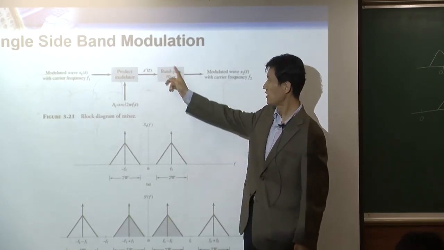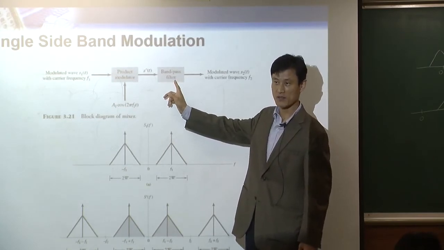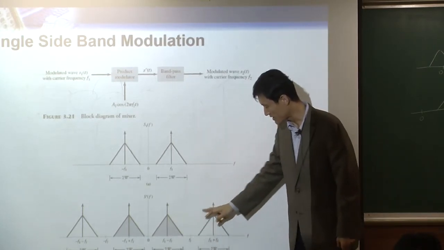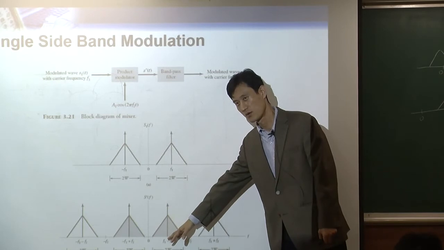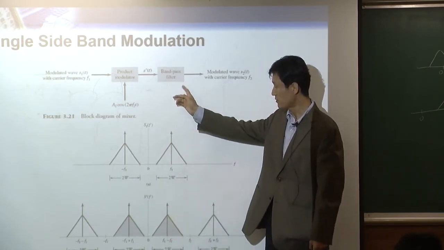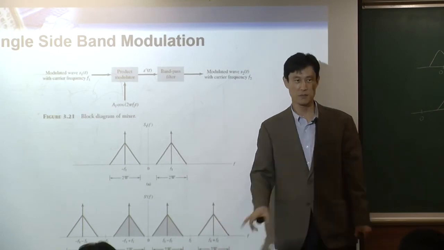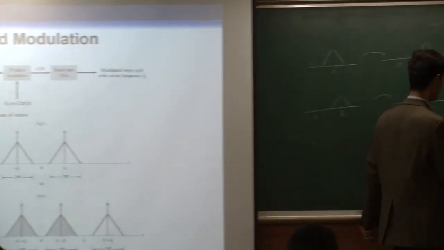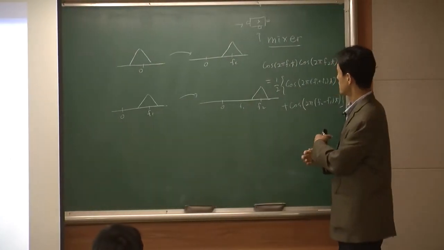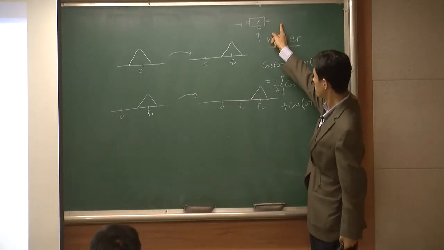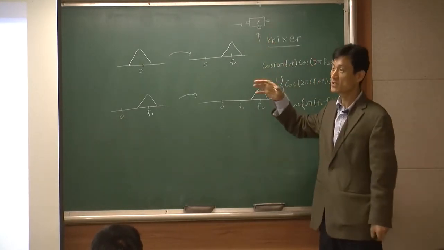That's done by a bandpass filter. So this bandpass filter maybe passes this guy and removes this. Or this bandpass filter is passing this guy and removes this. It depends on the hardware. It depends on the mixer. So that's why sometimes you have one output, but the input is two. That's a mixer.